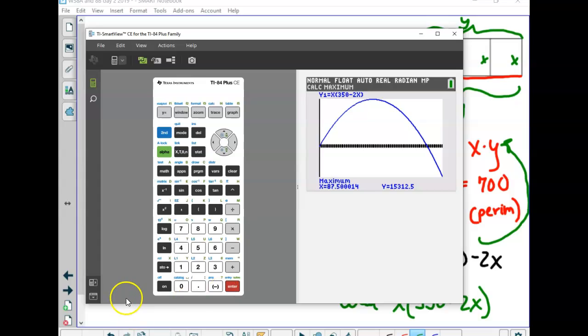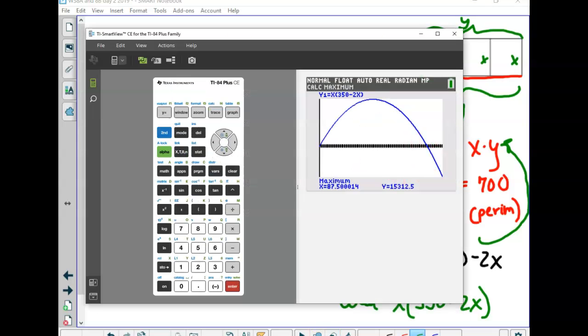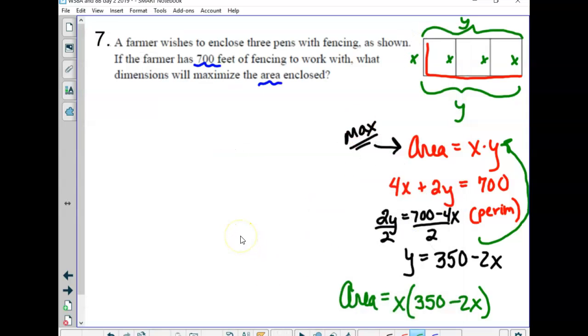If we look back, x times 350 minus 2x, right here. Represents what, guys? What's the y right here? What word? Area. So it will enclose the area of, what does that say? 15,312.5 square feet. Okay, that's the y value, is the area. But it asked us for the x. Okay, what dimensions will maximize the area?